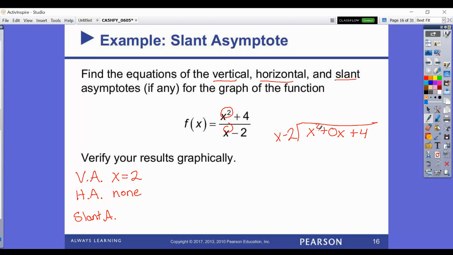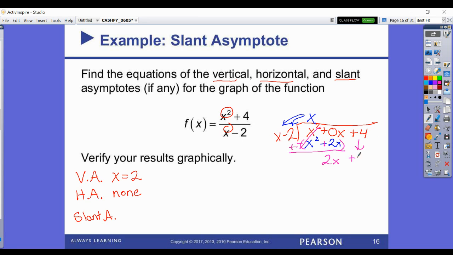So x into x squared is x. X times x is x squared. I have to distribute this. And x times -2 is minus 2x. Now remember, this is the hard part. We have to subtract both of these terms. So we're going to add the opposite. So now when I subtract, these cancel out and I get positive 2x. So that's the first step of the division.